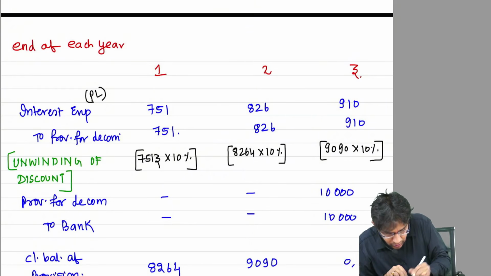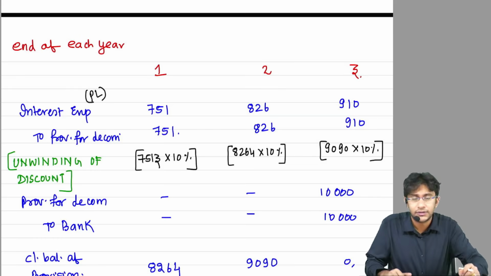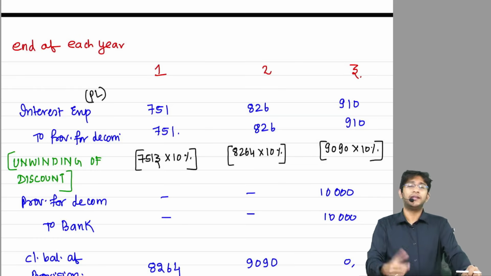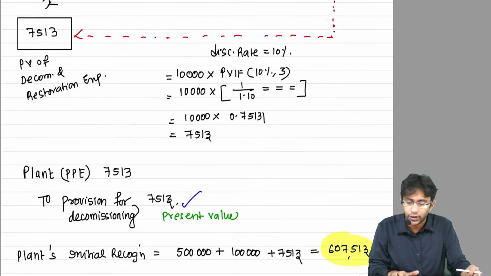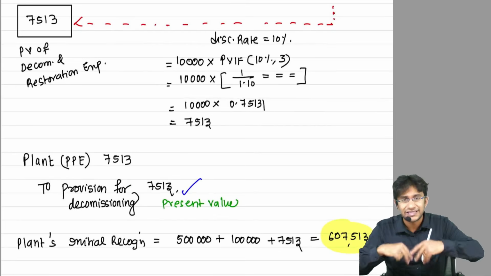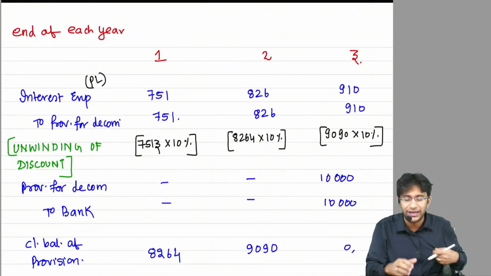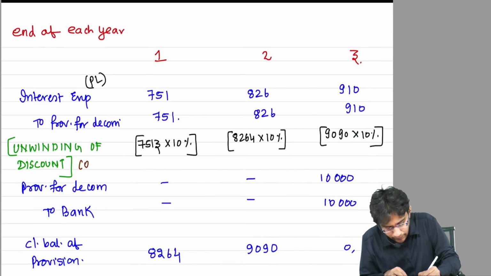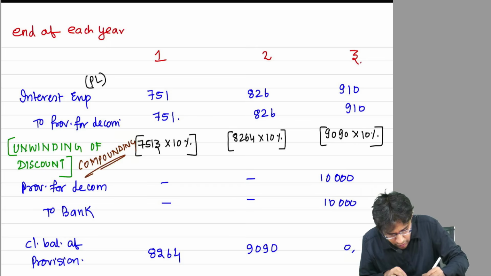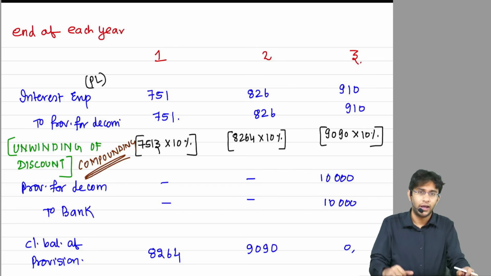Sir, what is this name? We do not like it. See, whether you like it or not. Discounting means what? Converting a future value into present value, where 10,000 I converted into 7513. Reversal of discounting is called unwinding of discounting. That is nothing but basic compounding. They could have called it compounding directly, but anyway.